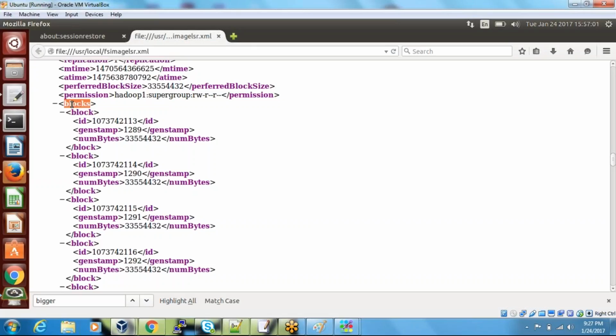We saw this yesterday, I explained it yesterday. When you load a file, if it is bigger than your block size, it will be divided into multiple blocks. So these are the blocks. Look here, there is something called blocks. Inside that you have something called block, and this is the ID of the block.